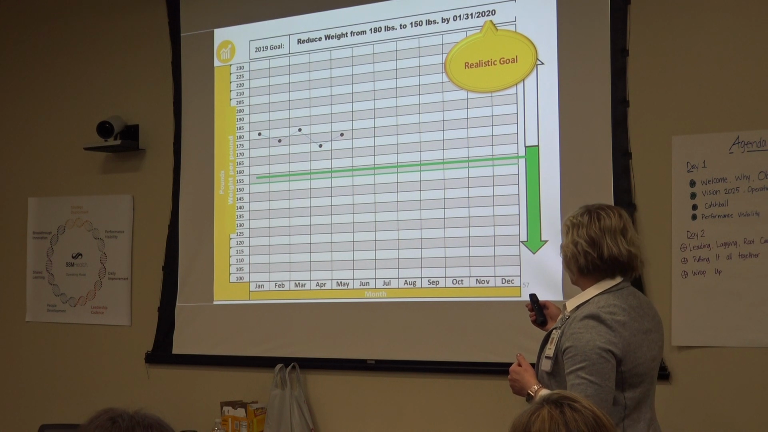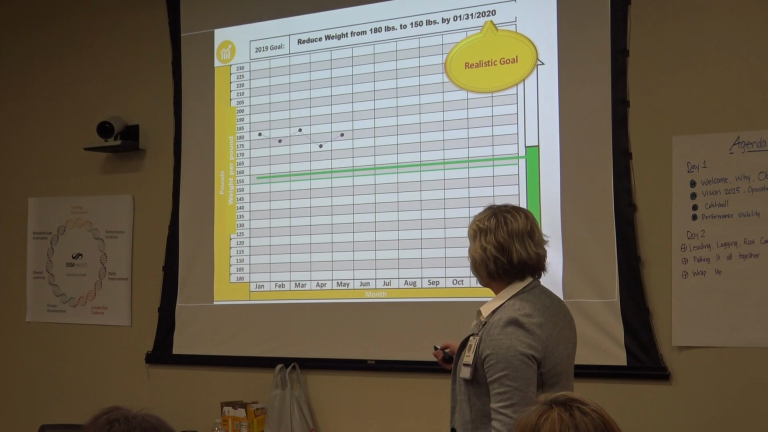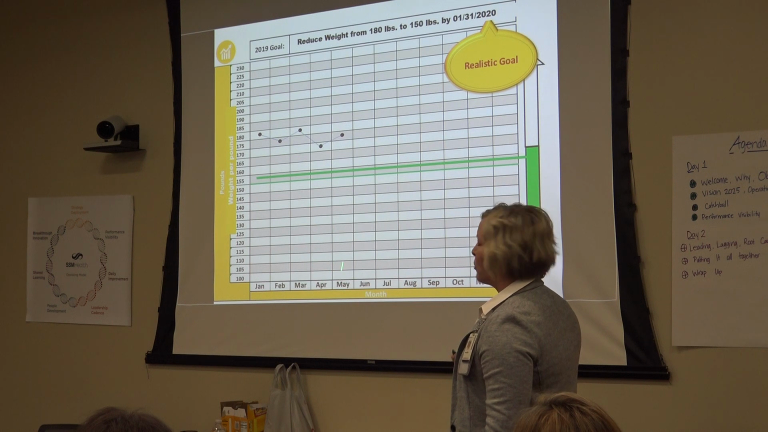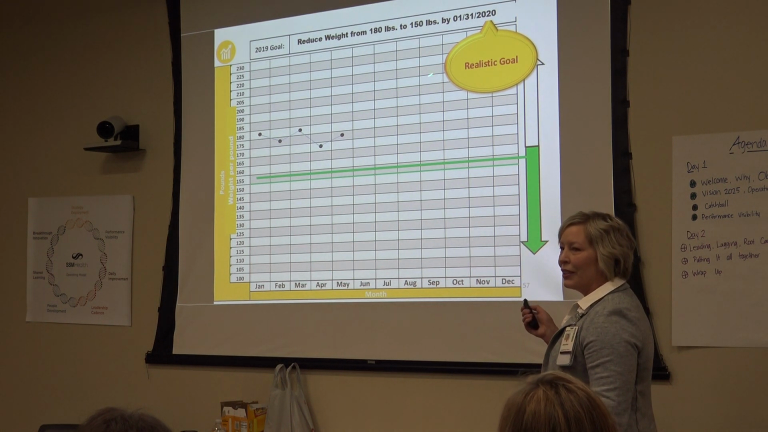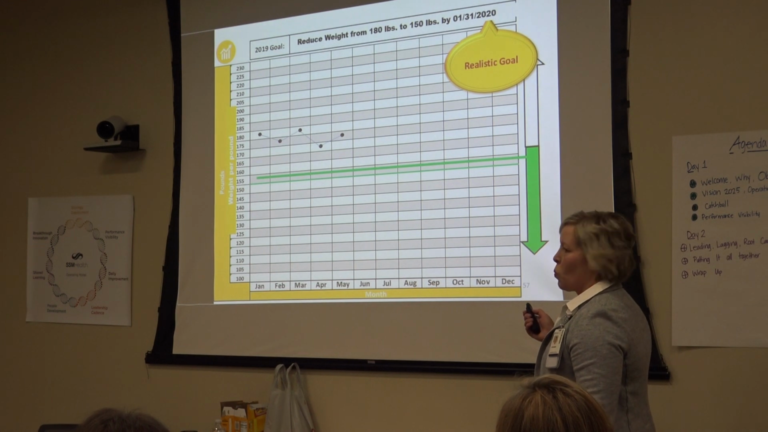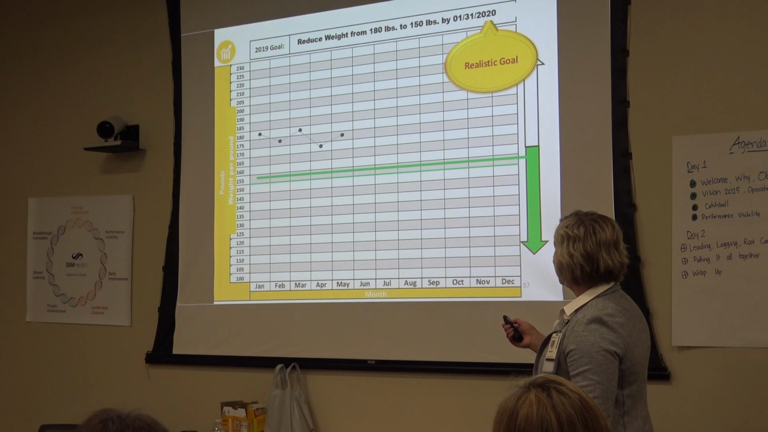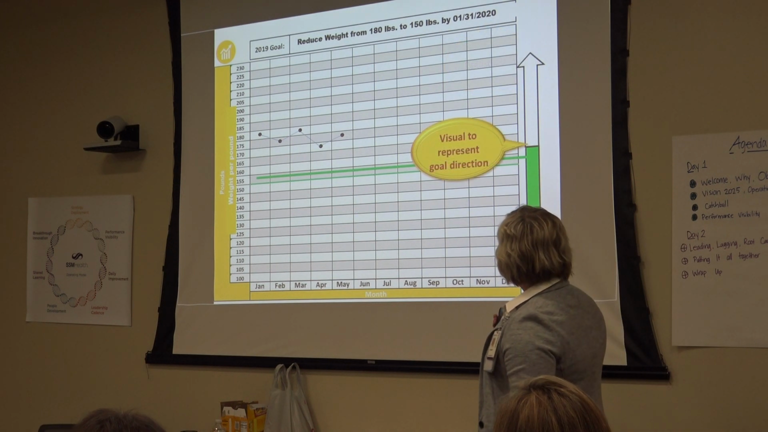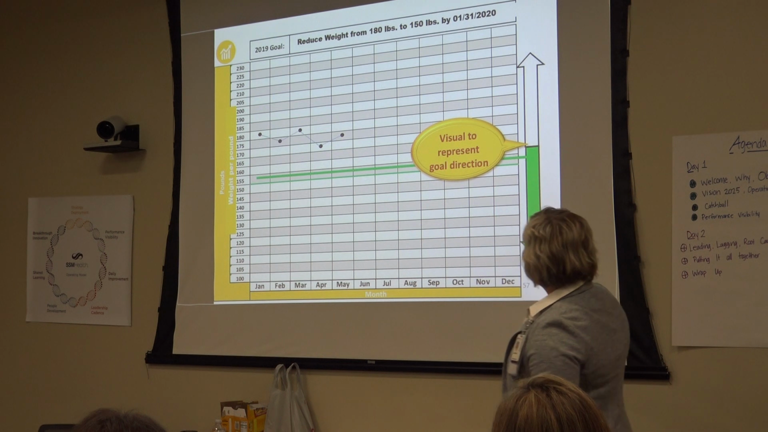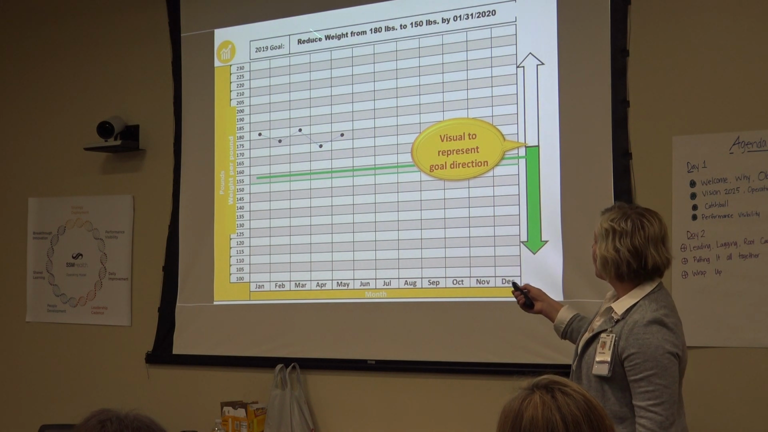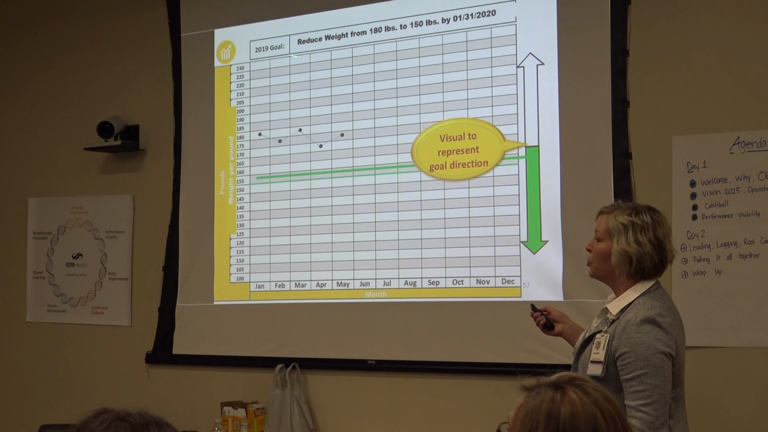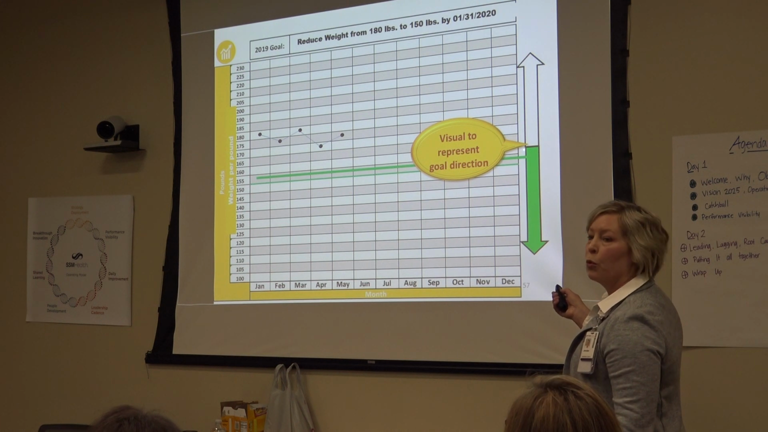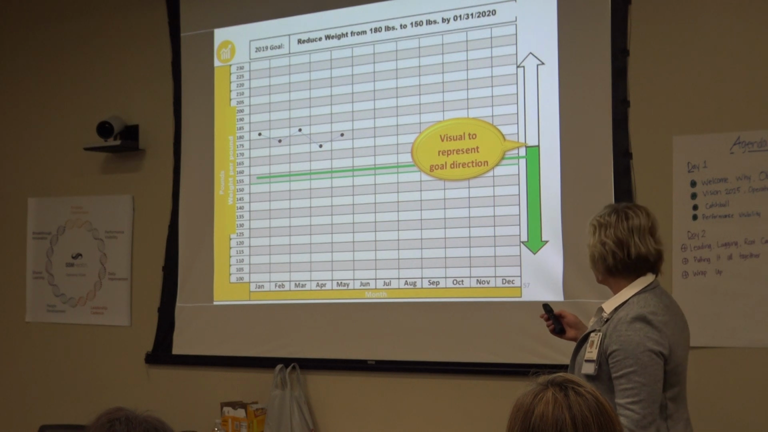We have a realistic goal. So I'm going to assume at the time that this chart was created, we're only at May. So this goal probably still was realistic back in May. Is it realistic now? Probably not so much. But when this was created, that was probably realistic. We have a visual to represent our goal direction. So for this chart, we want to reduce our weight from 180 pounds to 150 pounds. So we're reducing. So we have an arrow here saying we want to go down. We want to reduce it.